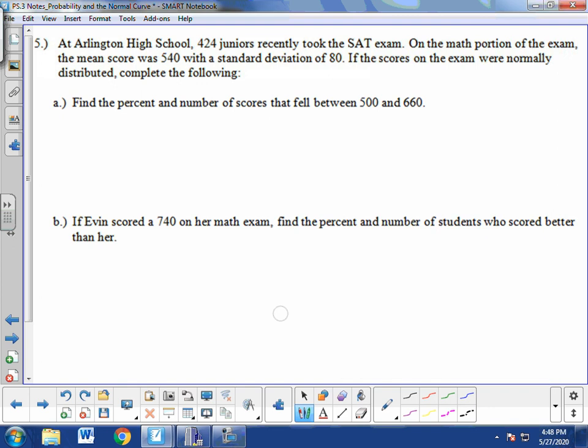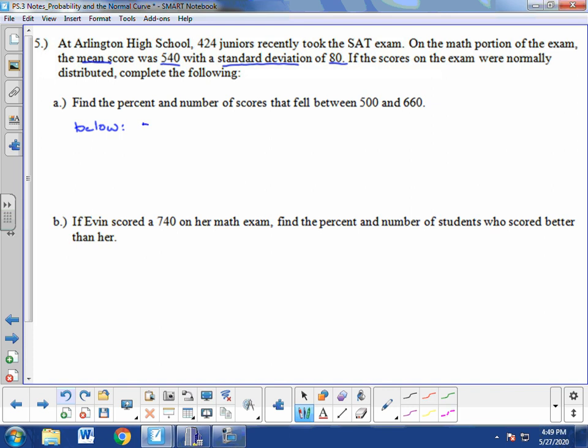So some information that we're going to need to use here. We are going to need to know that the mean was 540. We're going to need to know that the standard deviation was 80. Now, the lowest score that we're looking for, to find the percentage, is like a lower bound, a lower limit. We're going to eventually figure out how to do this with a calculator, but for now, let's talk about how to do this by hand. So the lowest bound that we're looking for in our percentage here is 500. So let's figure out how many standard deviations we could be below the mean here.